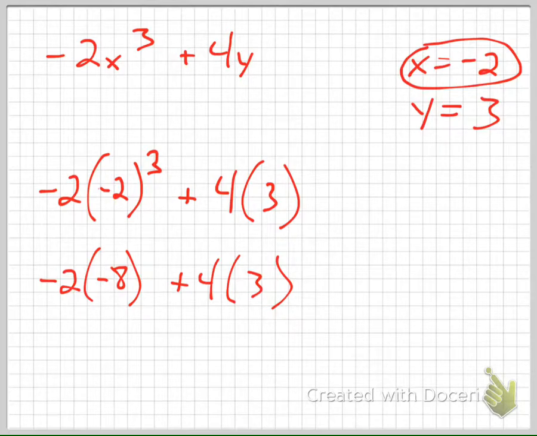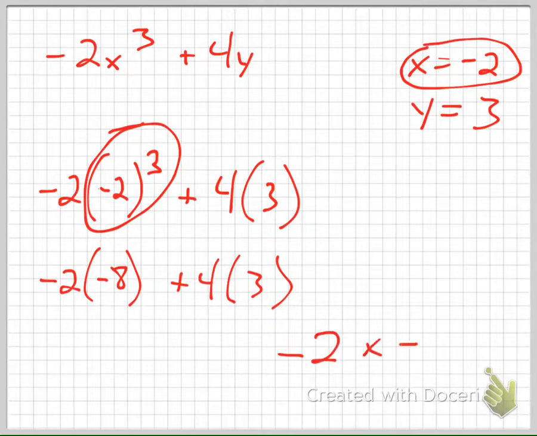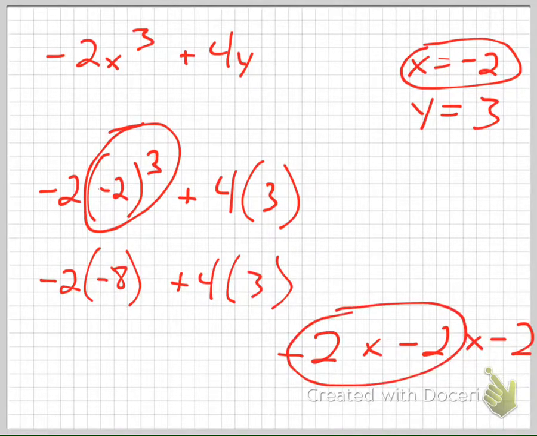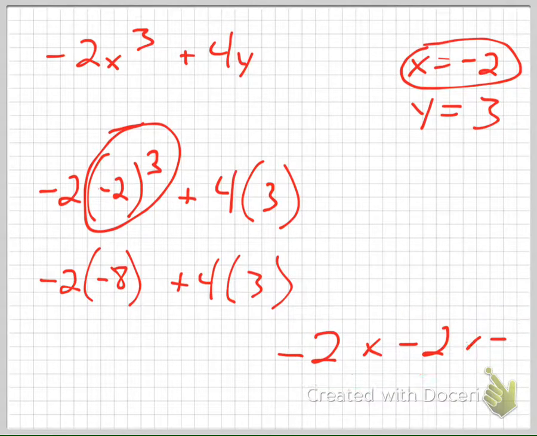Sheena, what is this again? Tell me. Read me that. Sure. What is negative 2 times negative 2 times negative 2? What is negative 2 times negative 2? Positive 4. And then positive 4 times negative 2? Negative 8. Does that make sense, Sheena? Okay.